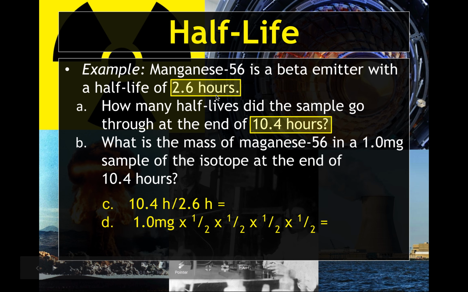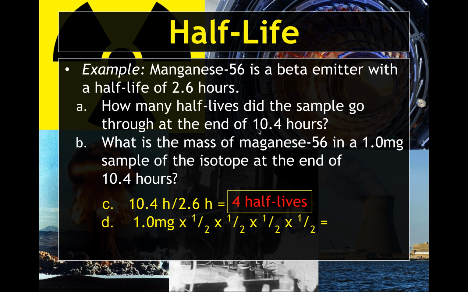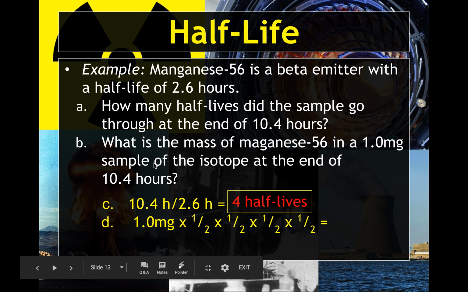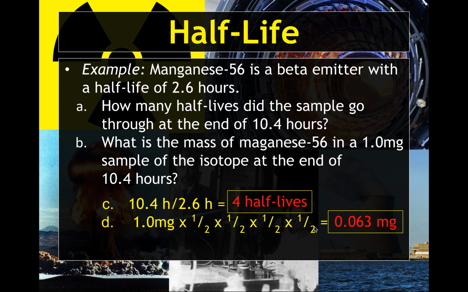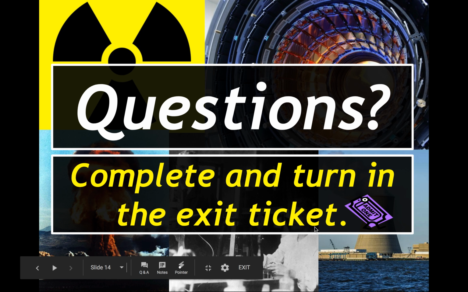So each of them is 2.6 hours. So 10.4 divided by 2.6 will give you 4 half-lives. So to determine the amount of sample that's going to be left at the end of those half-lives, it's 1.0 milligrams times 1 half, times 1 half, times 1 half, times 1 half. That will give you 0.063 milligrams. And that's the end of today. Now we'll practice some problems.